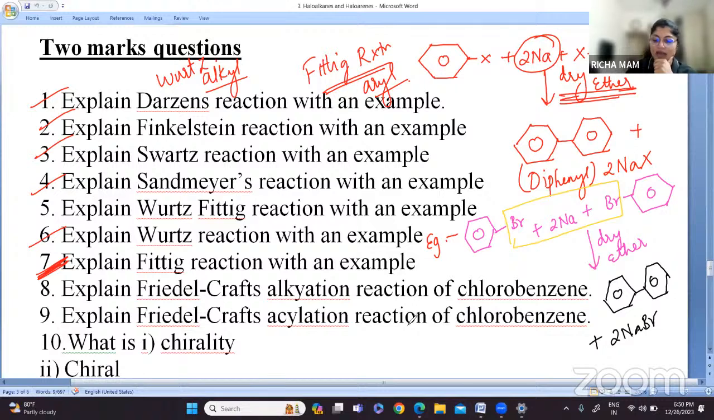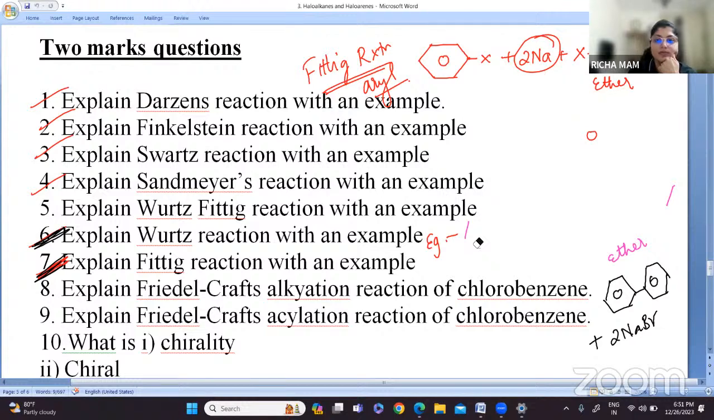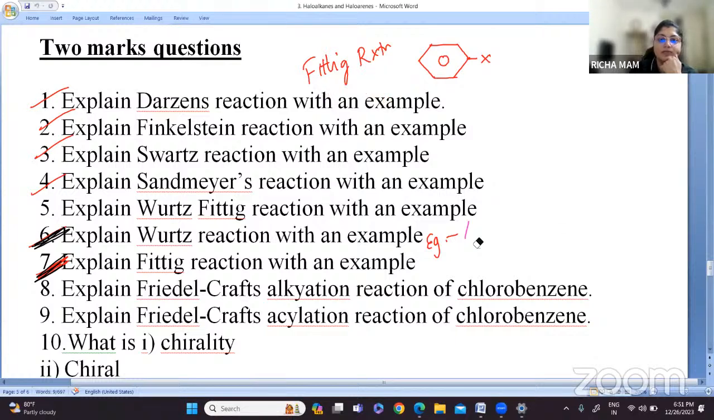Now I've explained you both. I've explained you Wurtz reaction also, and I've explained you Fittig reaction also. Now, can you tell me what is Wurtz-Fittig reaction? Yes, students, can anyone tell me? I have explained what Wurtz reaction is, and I have explained what Fittig reaction is. Now I want from you all, what is Wurtz-Fittig reaction?